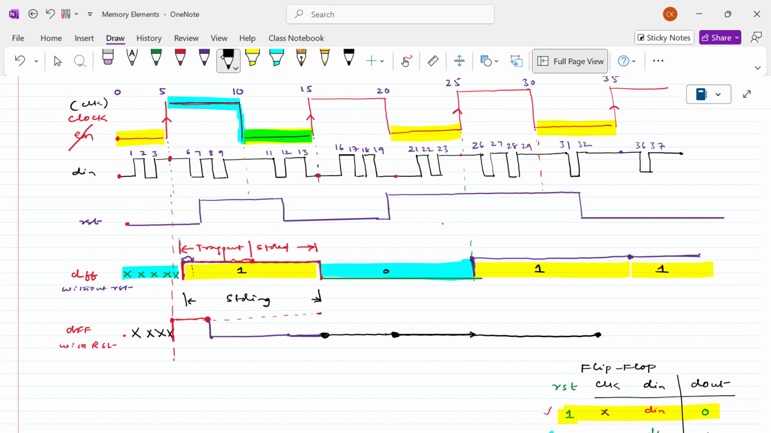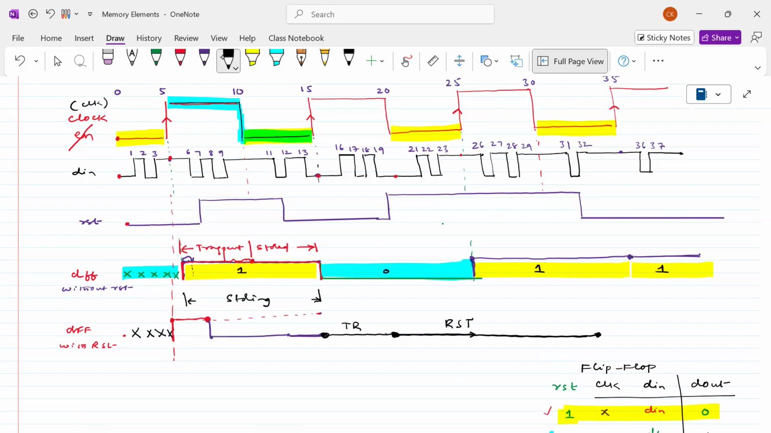So this 0 is because of transparency. This 0 is because of RST. Because of RST, this is 0, and this one is 0 because of transparency.